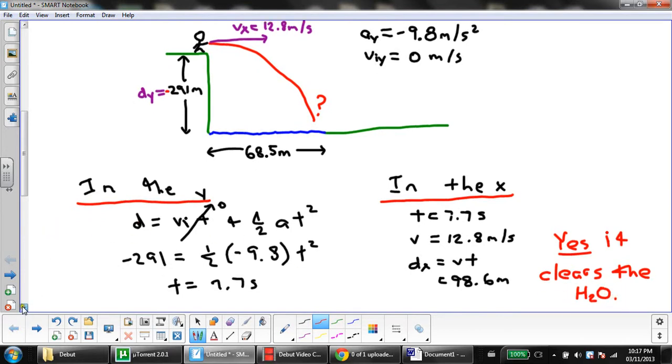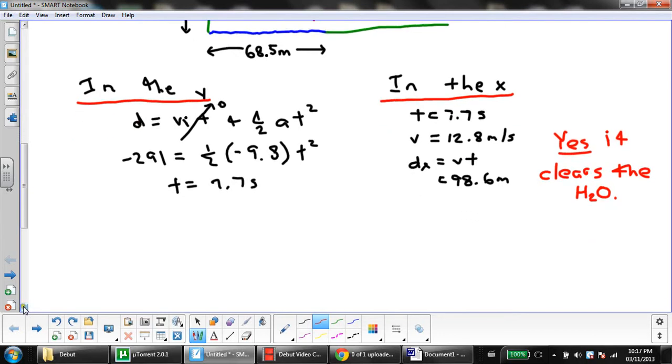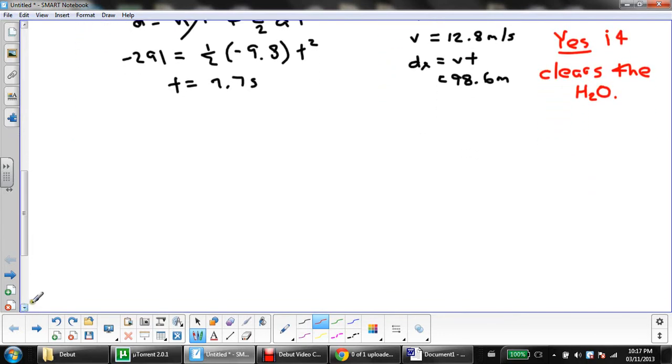Now I have to figure out how fast it's going just before it hits the ground. If you ask yourself, well, where is it? What direction is it going just before it hits the ground? It's coming down kind of like this. And so it has a Y part, which I'll draw right here, and it has an X part, which I'll draw right here. Now the nice thing about this is the X part is still 12.8 meters per second. The Y part I'm not so sure about.